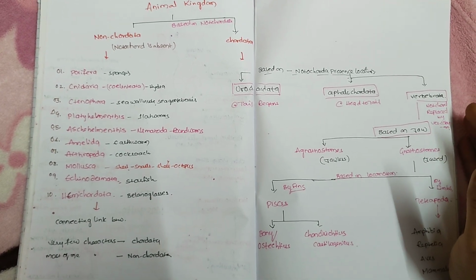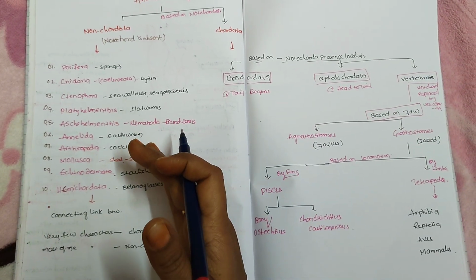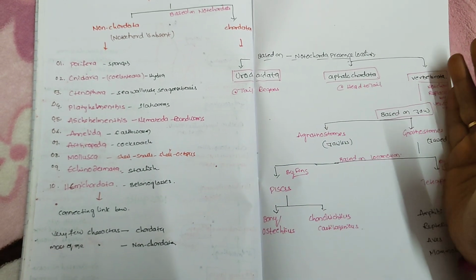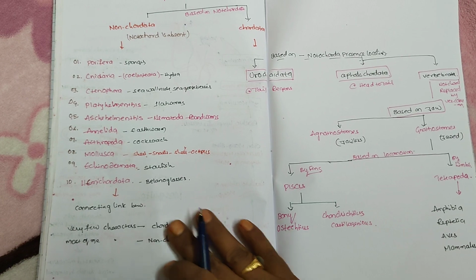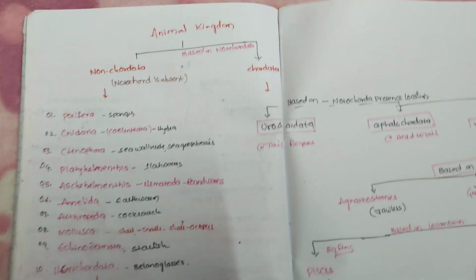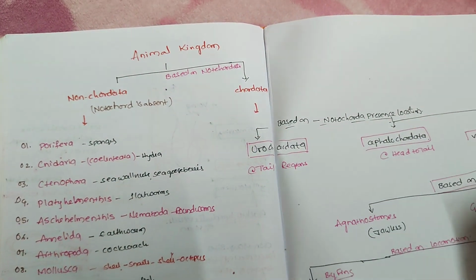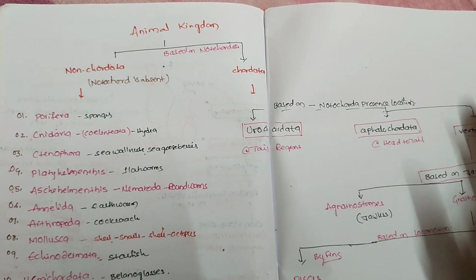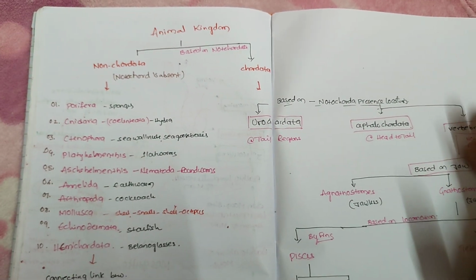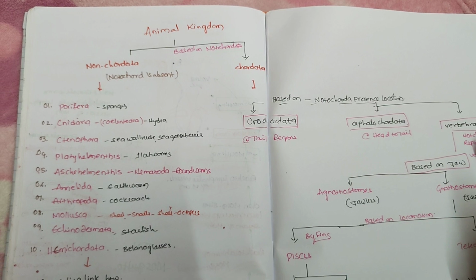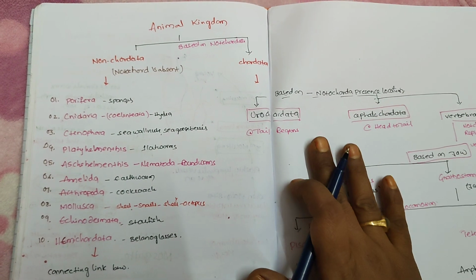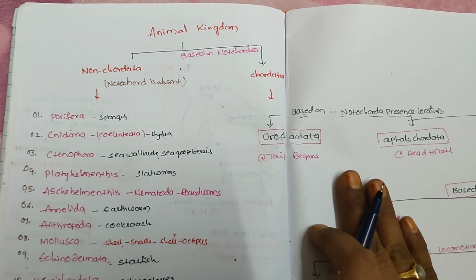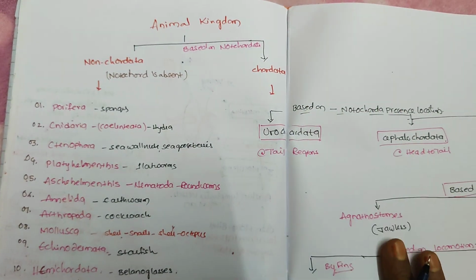So in the animal kingdom we have different types of phyla, and also different types of vertebrates, with examples and general characters. Before going to the phyla and vertebrates, we have to know the classification of the total animal kingdom. In Whittaker's classification, we have 5 kingdoms like fungi, algae, plantae and animalia. Here, according to zoology, we have to classify the animal kingdom.